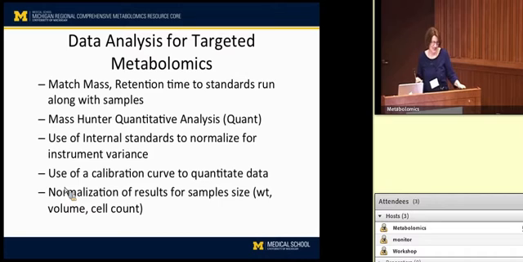I just never looked. We do use internal standards to normalize for both instrument variance and, again, for those matrix effects like Charles was talking about, and I'll talk about that in more detail. We use a calibration curve to quantitate the data, and then we will normalize the results at the end for the sample size, whether that's weight, volume, cell count, et cetera.